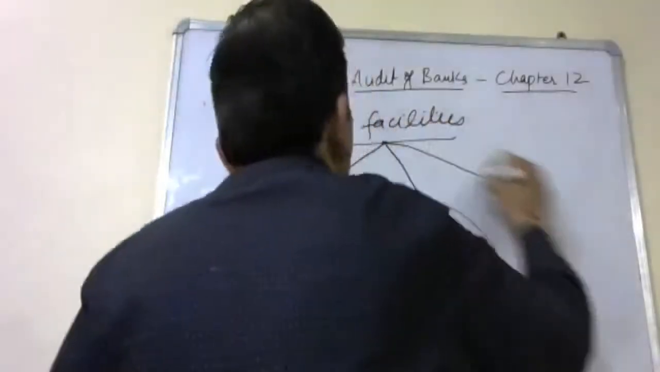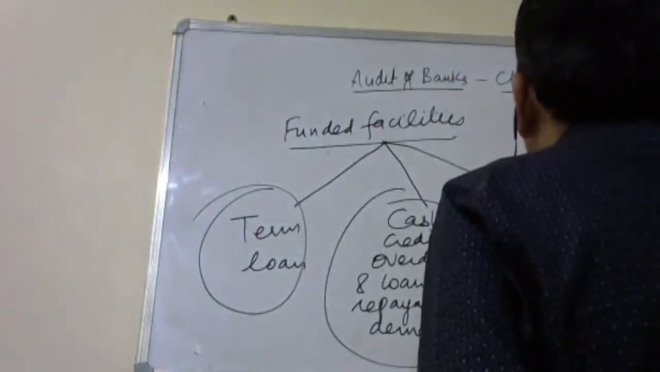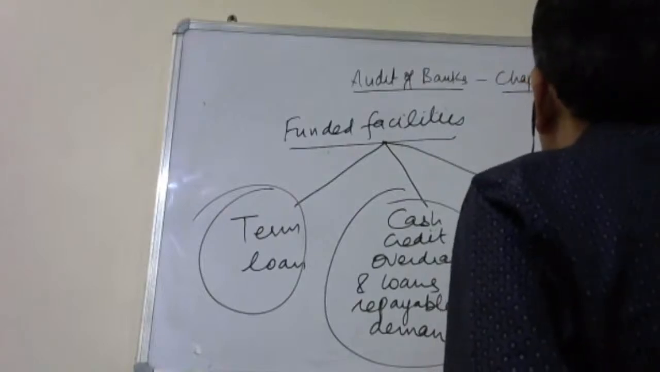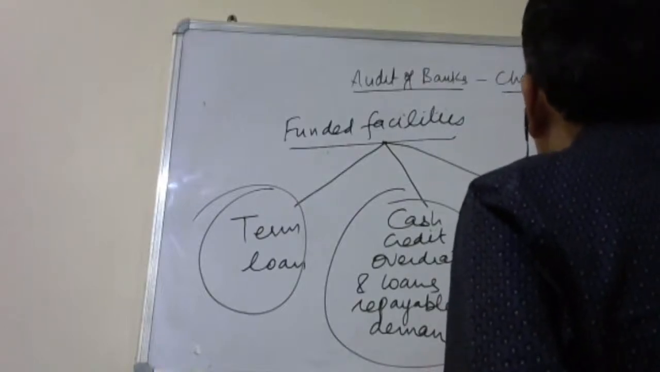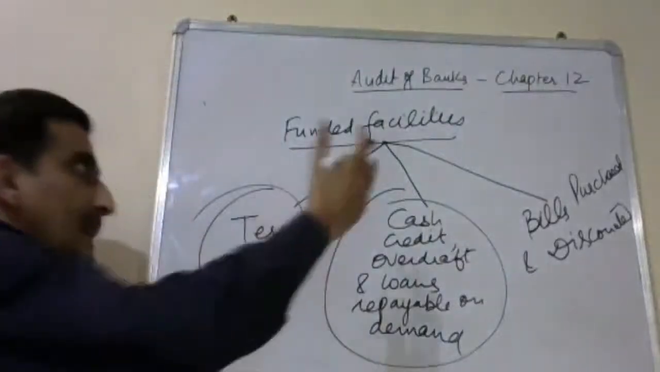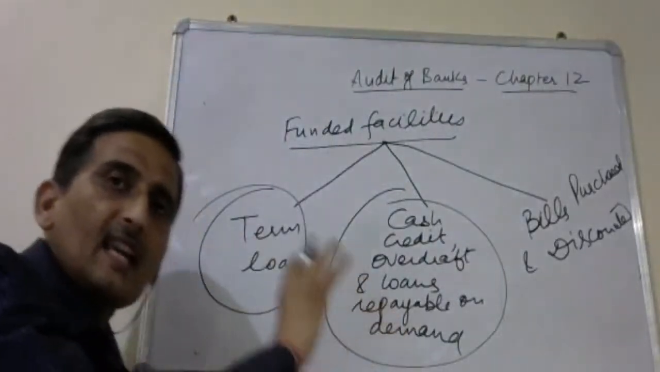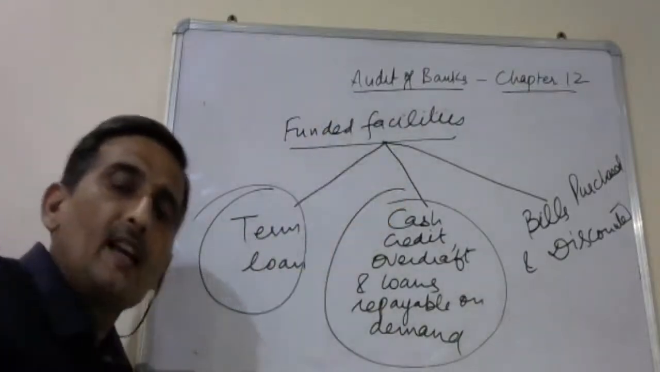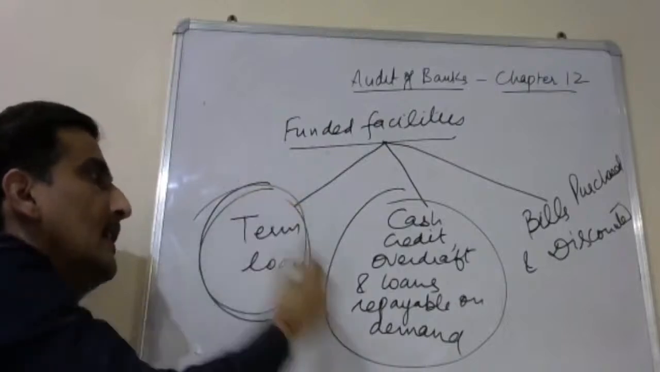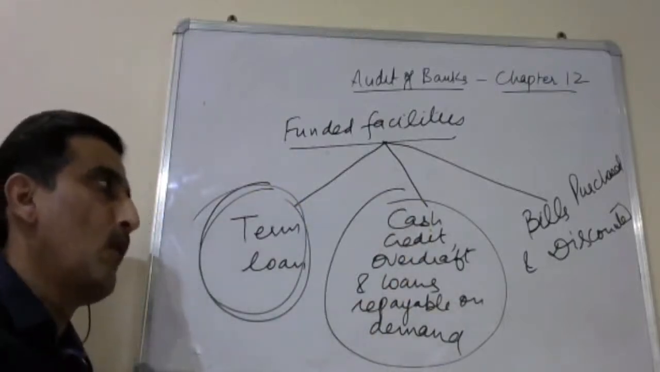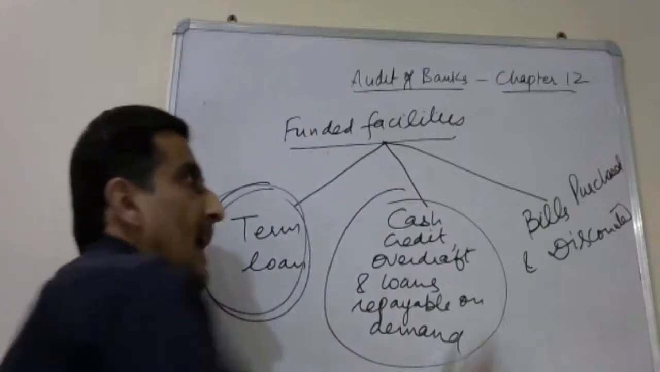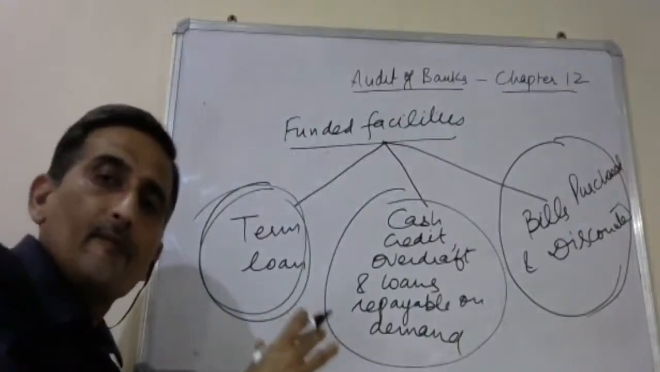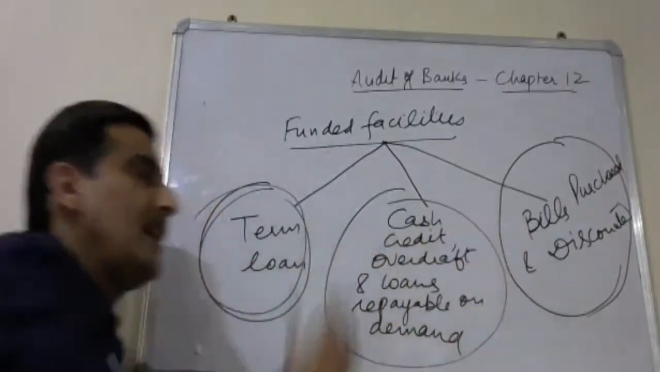And one is bills purchased and discounted. So is that clear? We are basically dealing with three terms under funded facilities. One is term loans, one is cash credit, overdraft and loans repayable on demand, and another is bills purchased and discounted. Now, what is the distinction between these three terms?